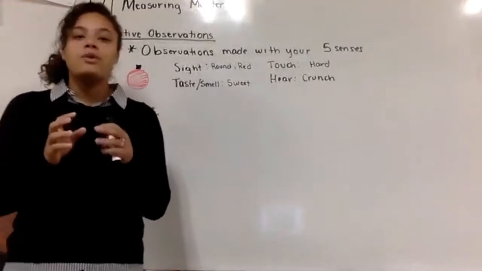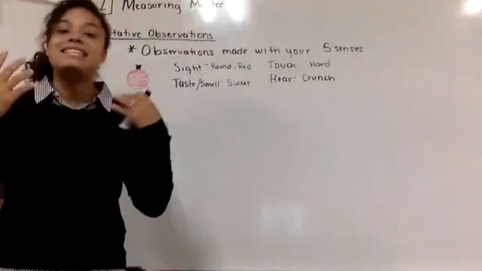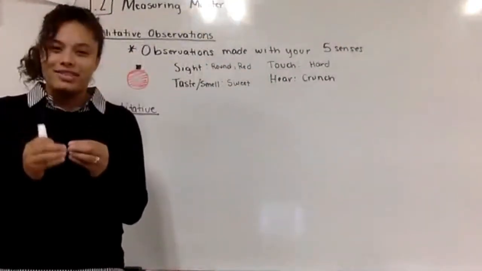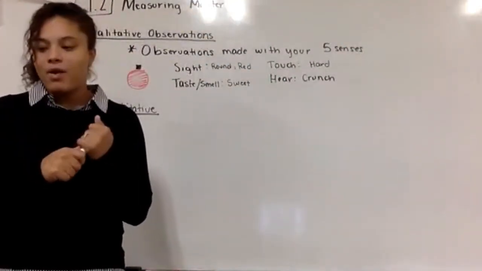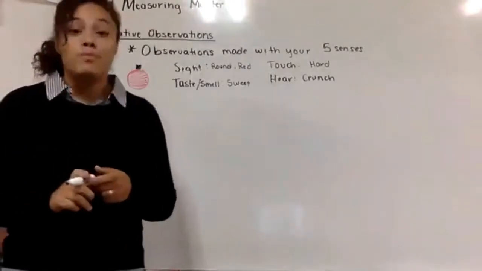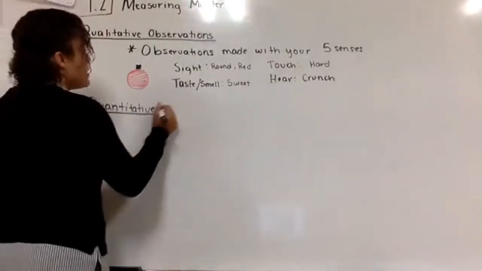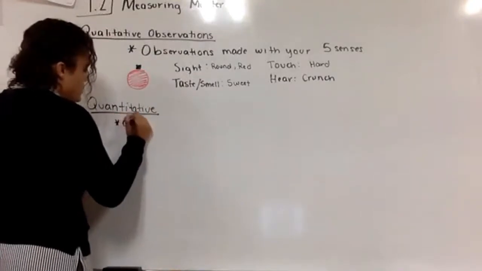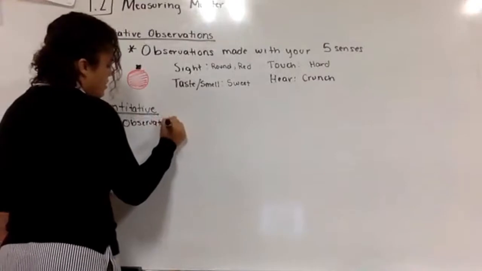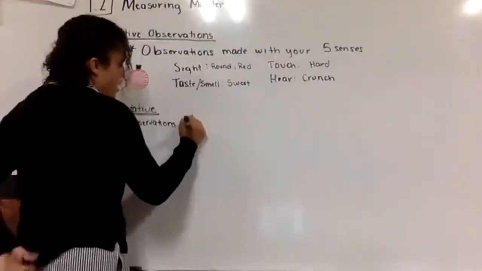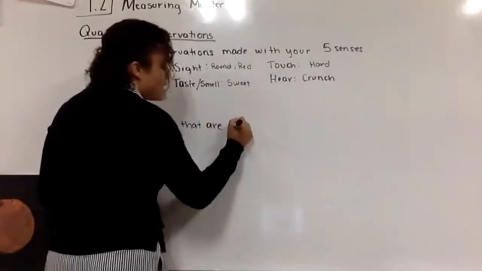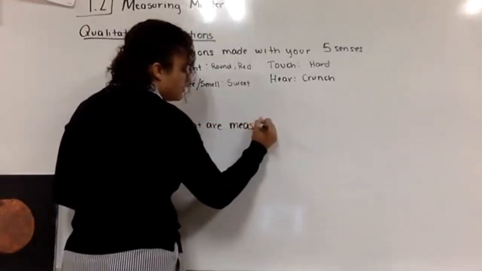And we know that word from math, right? Quantity is the amount, the number. We can get a numerical understanding. So when we're talking about quantitative observations, they are measurable and numerical. So quantitative observations are observations that are measurable and numerical.